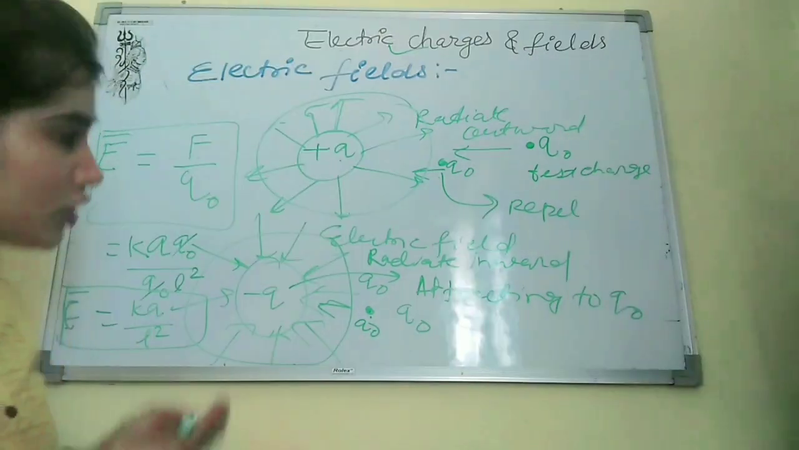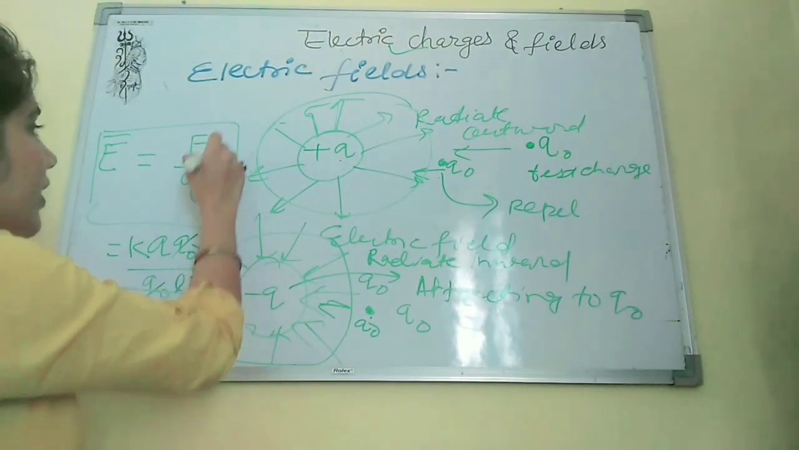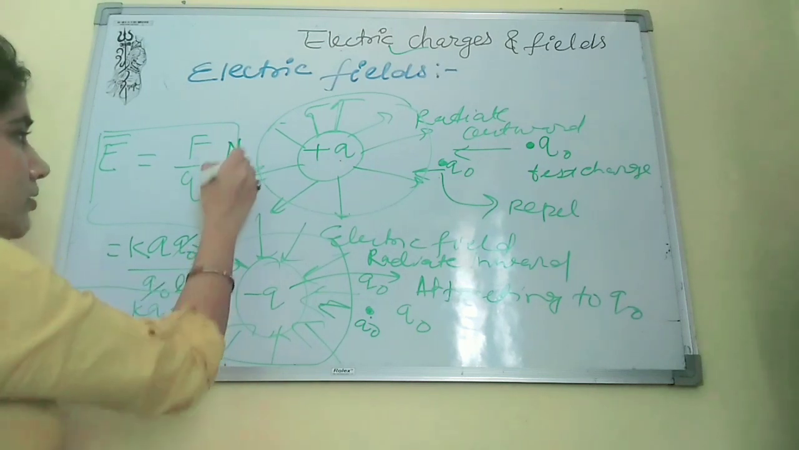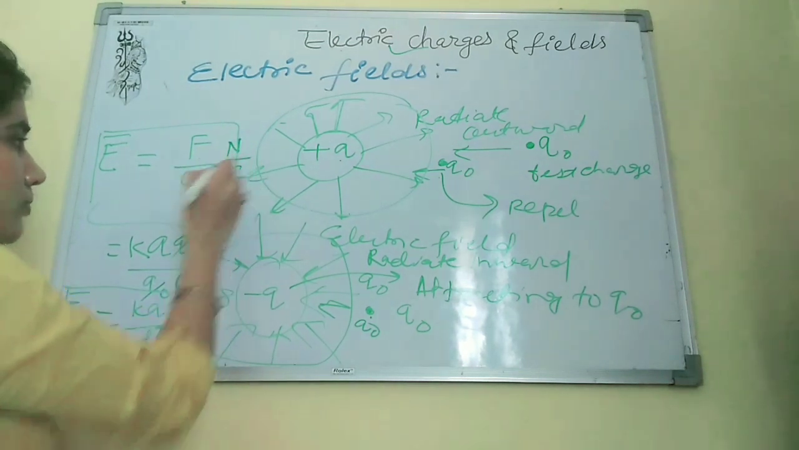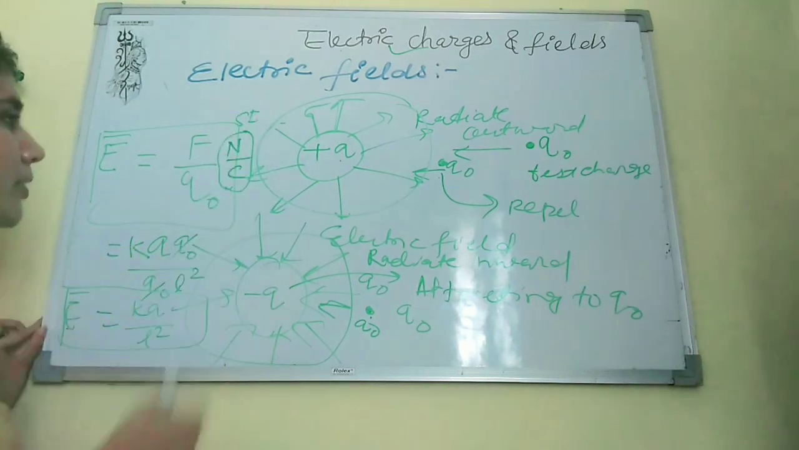Okay, this is clear. So what will be the SI unit of electric field? That will be force in Newton upon charge in Coulomb. So the SI unit of electric field is Newton per Coulomb.